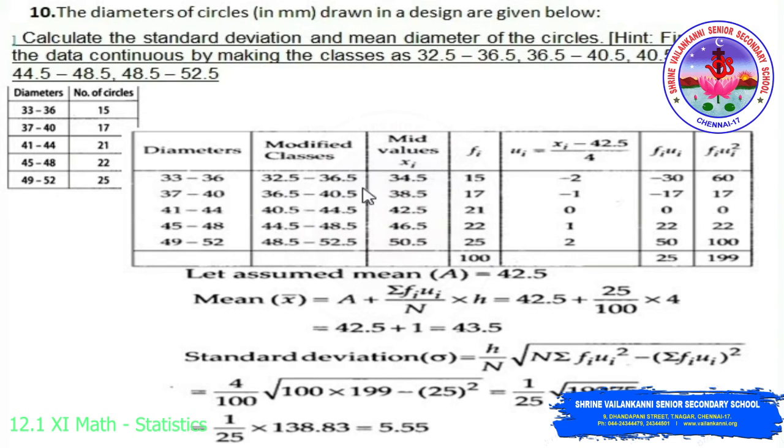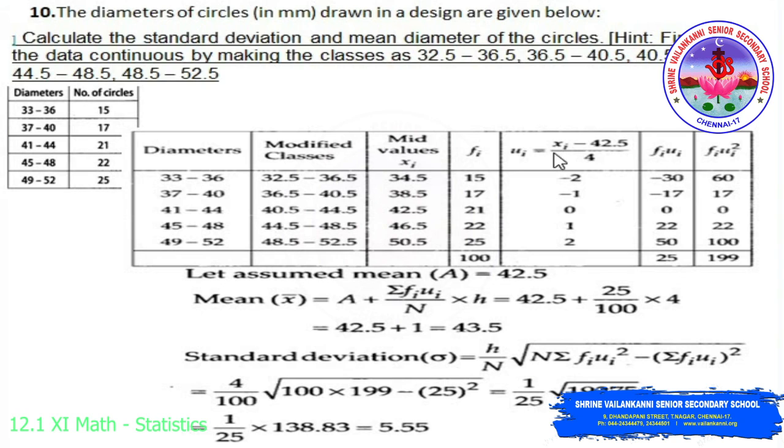So mid values of these are 34.5, 38.5, then 40.5 to 44.5, mid value is 42.5, then 46.5 and 50.5. The frequencies are given as 15, 17, 21, 22, 25. The sum of the frequencies is 100. Then assumed mean A is the mid value 42.5. Then using the formula Ui equals Xi minus A by H. Here class size H is 4. Then substituting the values, Xi is 34.5 minus 42.5 by 4 is minus 2. Then we get minus 1, 0, 1 and 2.